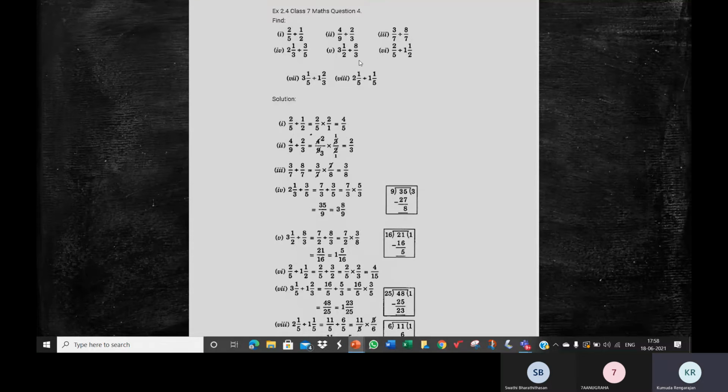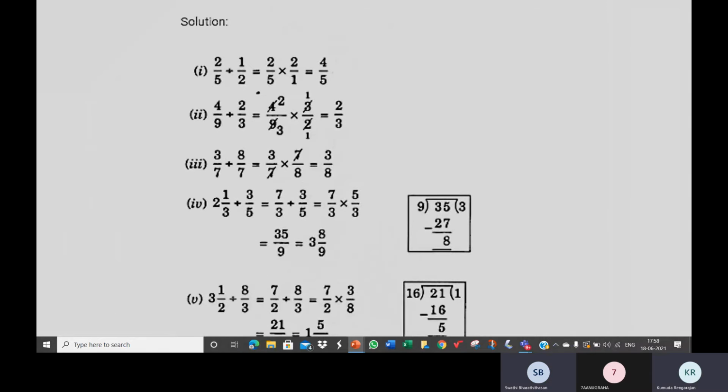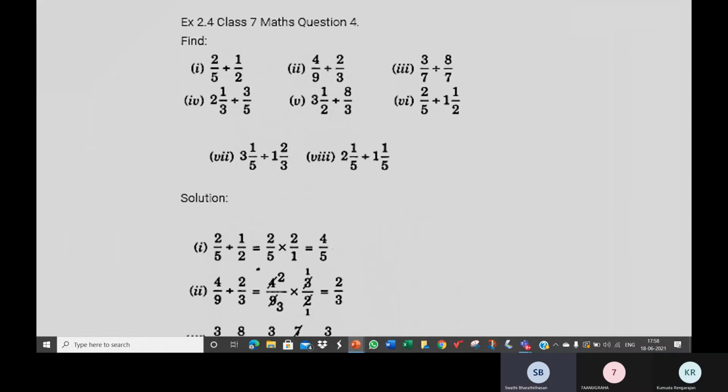How do we divide, children? Ma'am, by making the second fraction its reciprocal and then simplifying it. Okay, now Swati will work the fifth one, 3 1 by 2 divided by 8 by 3, and Anugraha will work the seventh one. Swati will explain the fifth one first, and then Anugraha will explain the seventh one. Okay, girls, start working.